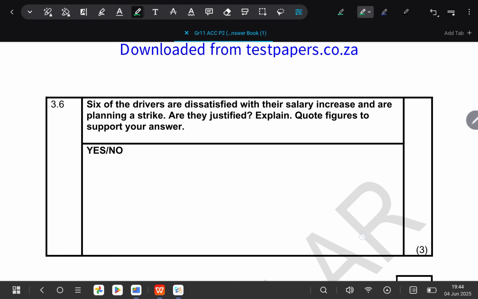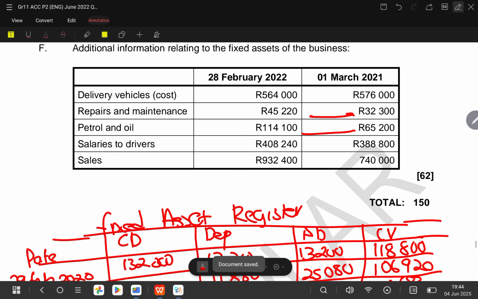And then next, they are saying that 6 of the drivers are dissatisfied with their salary increase and are planning a strike. Are they justified? Explain, using figures to support your answer. So here's what we need to do to check. You can see that the sales have increased, right? And then their salaries have increased, but we need to check whether the increase is below or above inflation. So before you tell us whether they should strike or not, you need to compare their salary increase to inflation. So first, let's check the difference.